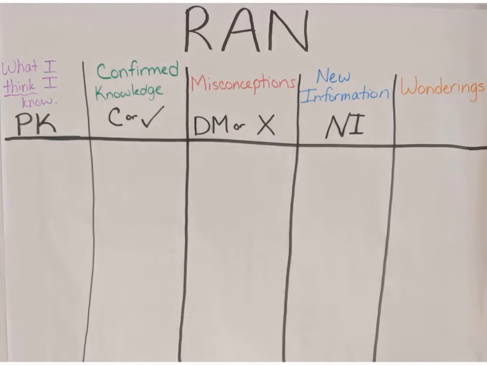And then anything new that I learn as I'm reading and confirming my knowledge, I'm going to put on a Post-it and put NI, meaning I never knew it before. And I'm going to put it in that fourth column. And then if I still have any questions, I'm going to put it on a Post-it and put it in that fifth column.